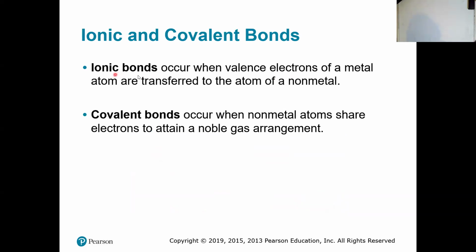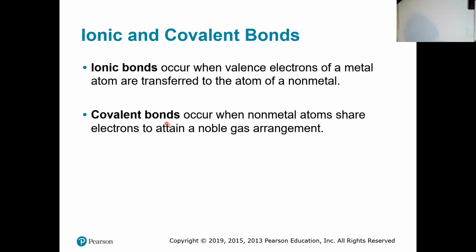So when we say the term ionic bond, we're talking about the type of bond that happens when the valence electrons of one of our metals are transferred to a nonmetal. Okay. So you have a full transfer of electrons that happens when ionic bonds form. With covalent bonds, this is going to happen when you have nonmetals that are forming a compound together.